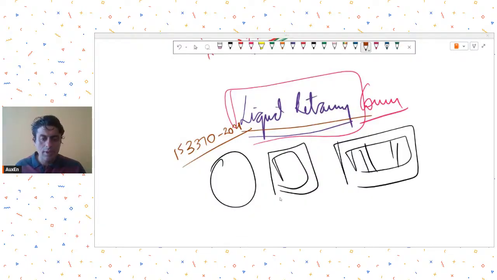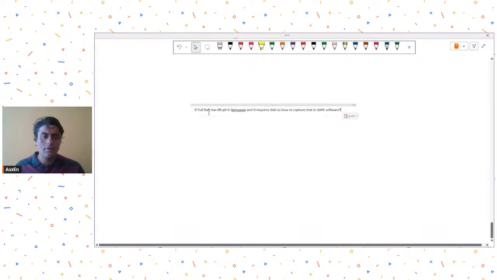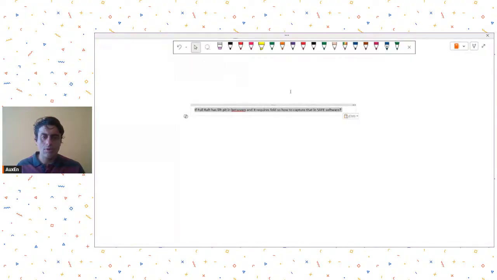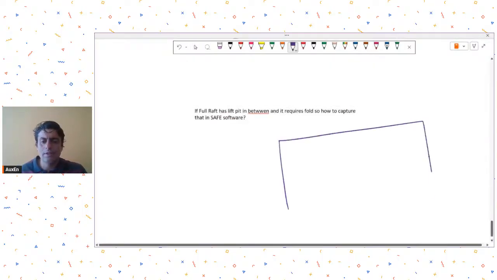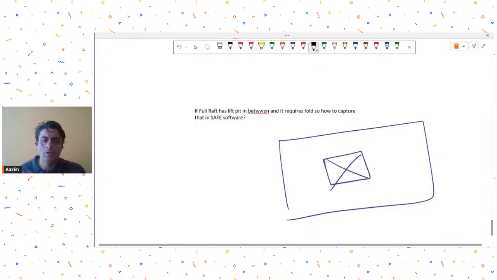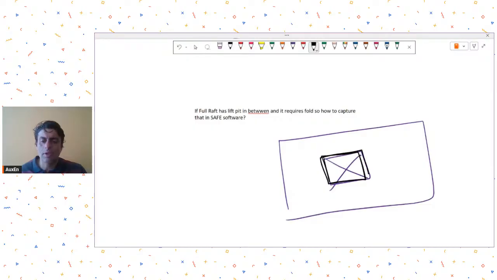There is one question being asked by Engineer Akshay Thakur. If a full raft has a lift pit in between and it requires a fold, how to capture that in SAFE software? So I think he's saying this is a raft and it has some lift pit. How to capture it? One thing you can do is that you do not model this portion of the lift pit, keep it as an opening or unmodeled, and let the software analyze it considering there is no raft over here.